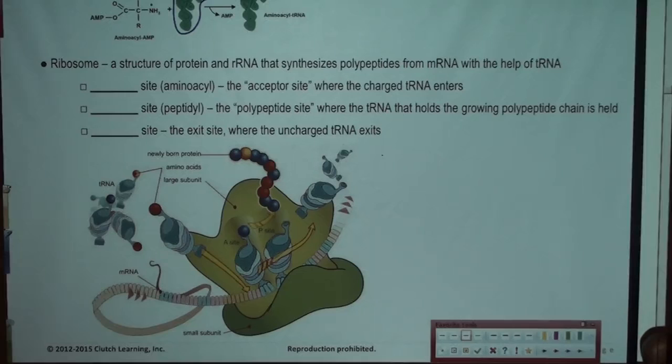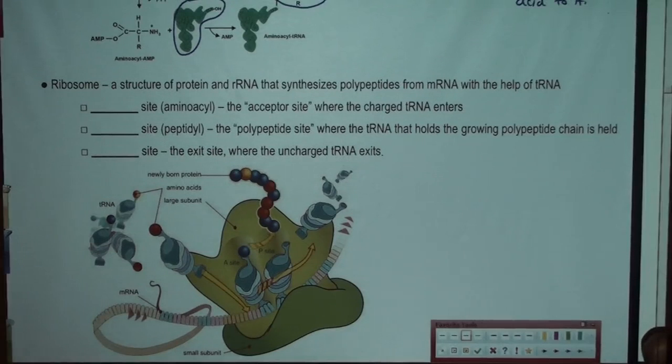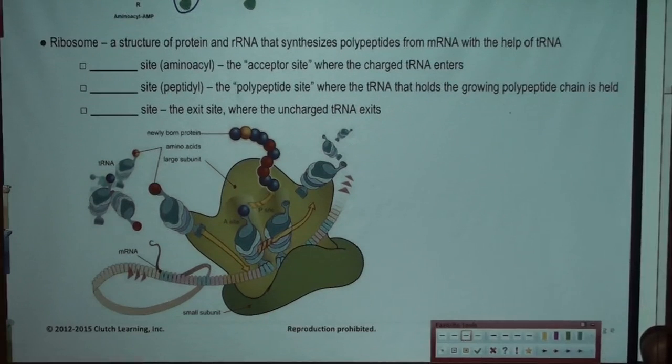Now, the ribosome here is a structure of protein and RNA that synthesizes polypeptides from mRNA. So we have 3 sites in terms of this. We have the A site, which is your aminoacyl site. This accepts the charged tRNA, so the tRNA comes into the A site. Then we have the P site, the polypeptide site where we hold the growing polypeptide. And then we have the exit site, E.